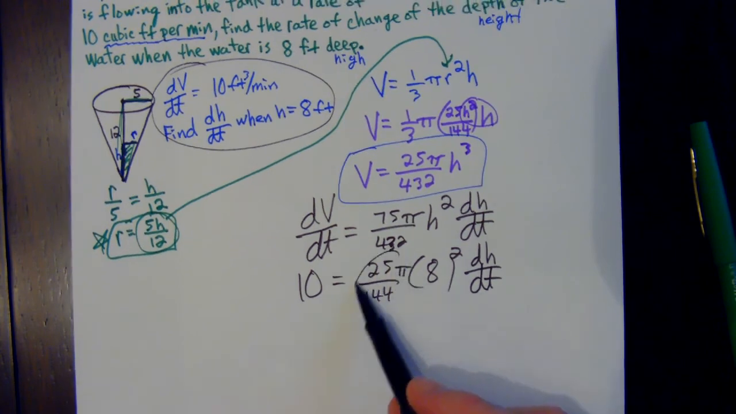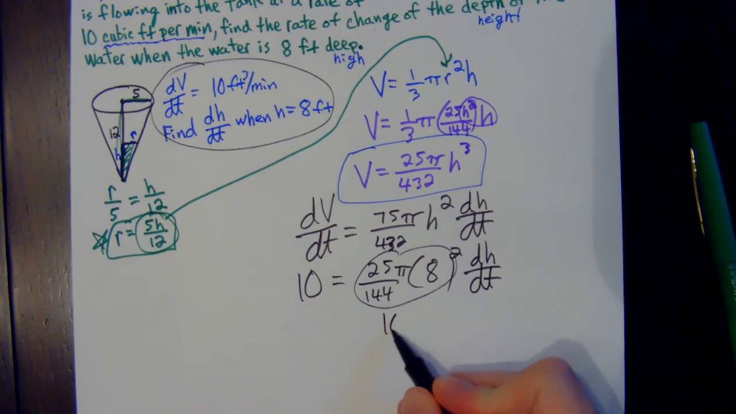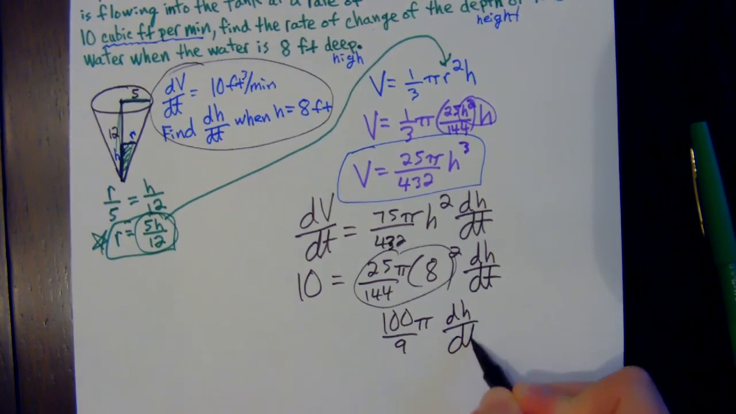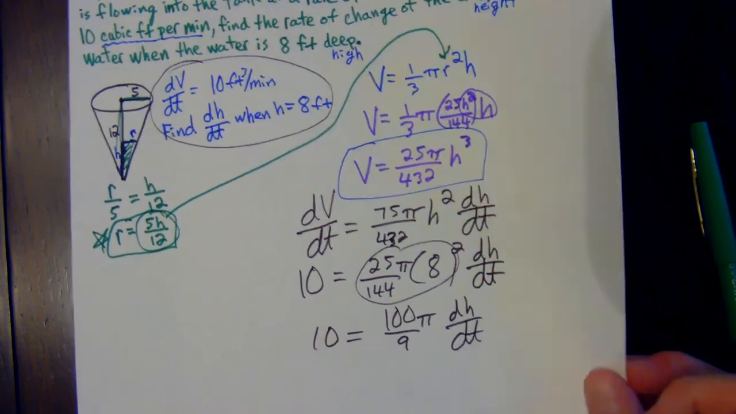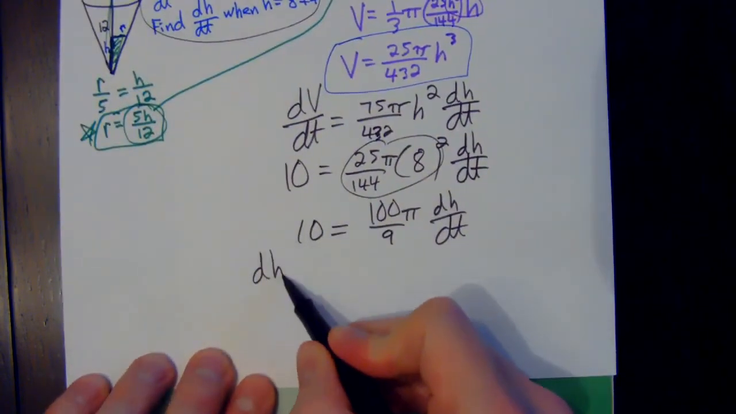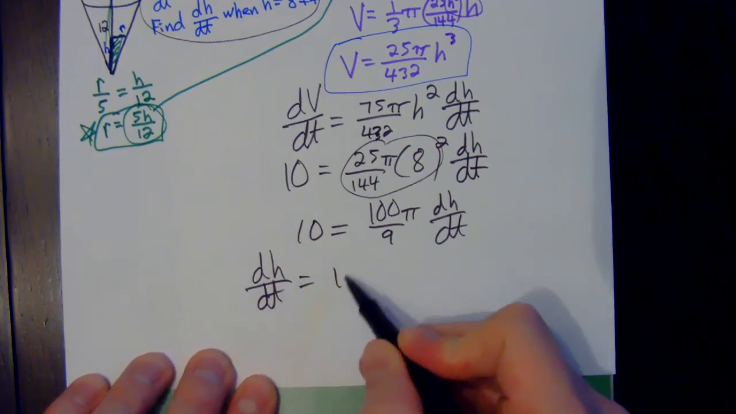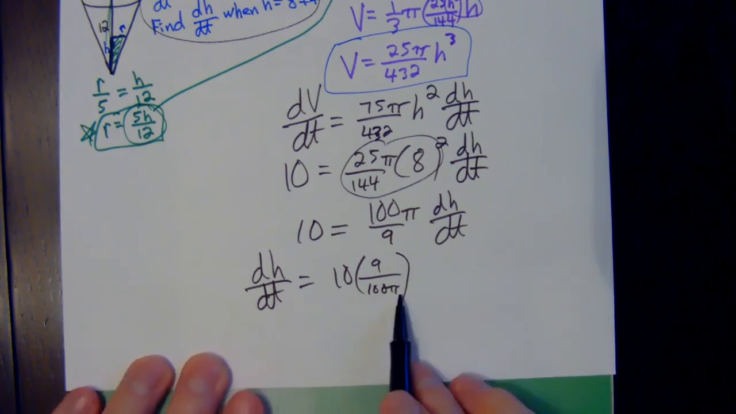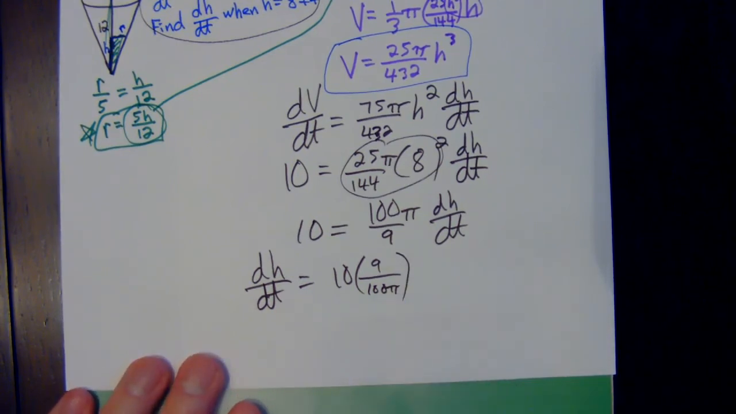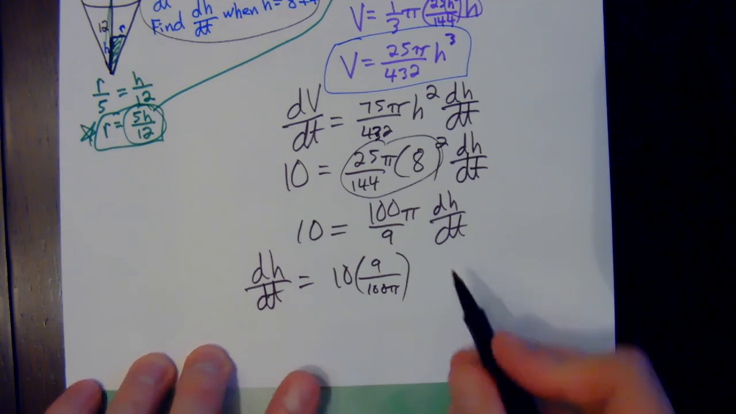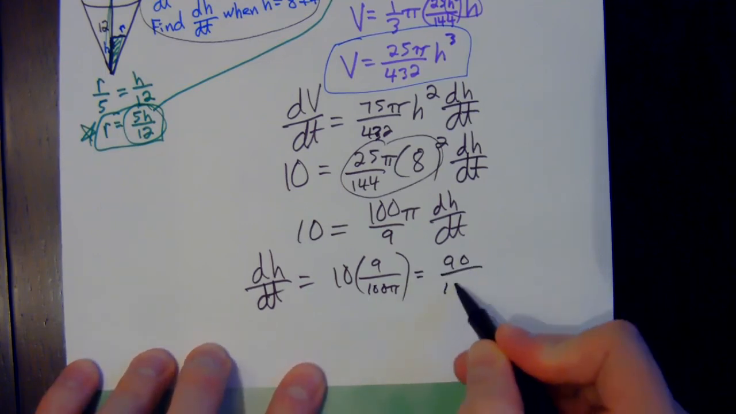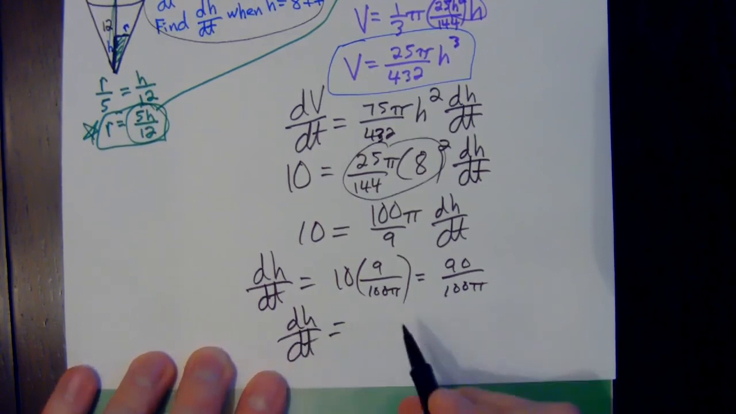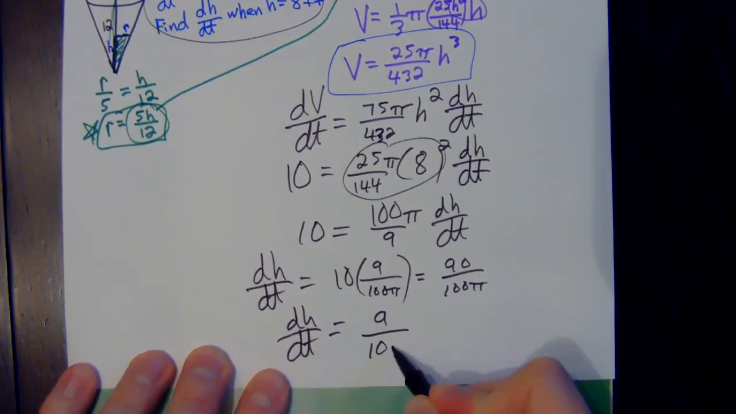So you could plug this stuff into the calculator. This is going to give us 100 over 9 pi, dh/dt is equal to 10. And then you're just going to solve this. You're going to have 10. You're going to multiply by the reciprocal. Make sure I can tell that the pi is in the denominator, on the bottom part right there. So this is going to give us 90 over 100 pi, which means our dh/dt, you can reduce that. You can make that 9 over 10 pi.